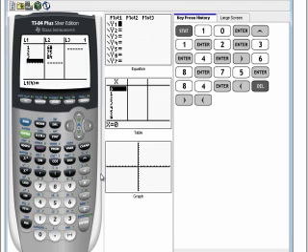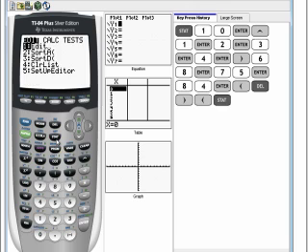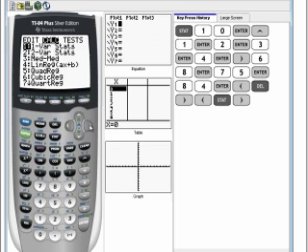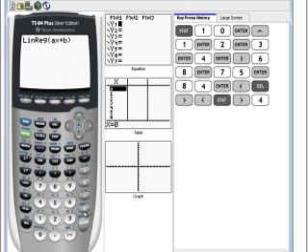Now, there are a few keys to press to get the calculator to find this line, called the best fit line. Those keys are Stat, then I use my arrow key to move over to Calc. And I want to find the line, which is number 4, linear regression.